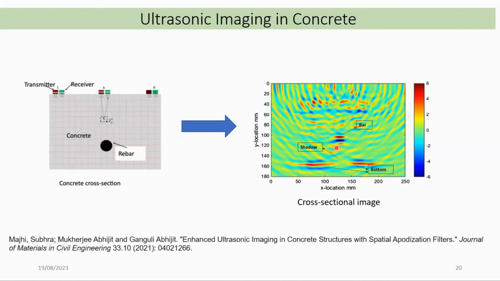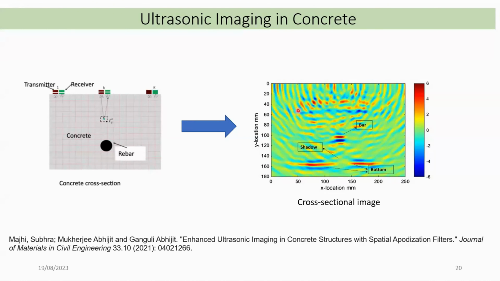So these two interfaces are clearly picked out here. And then there is a gap here because the bar is kind of shadowing the bottom reflection. So all this information is clearly being picked out. But because of the way the transducers are positioned, we have this ghosting region. This region is called the near field effect.